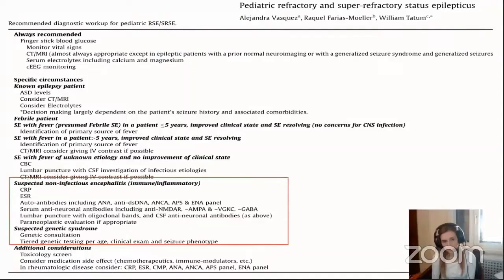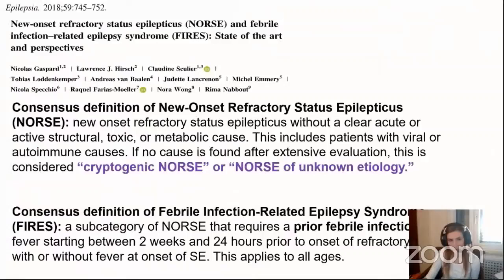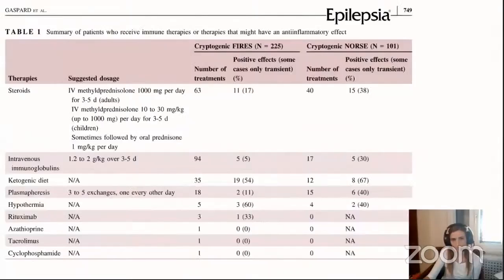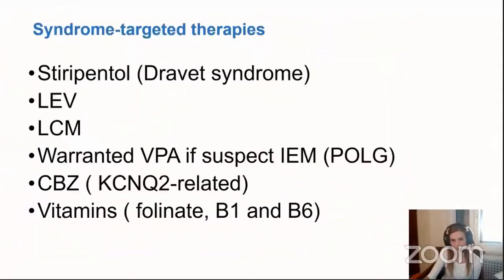This is a very recent review in which autoimmune assessments in serum and CSF need to be performed also to address the treatment. And these are two known immune-inflammatory conditions associated with continuous epileptic activity: NORSE, and FIRES, with suspected infection or toxic or structural or metabolic cause but no identified cause, and with fever starting between 2 weeks and 24 hours prior to onset of refractory seizures. These two have been reported to benefit from immune therapies, including steroids or monoclonal antibodies, immunoglobulins, and plasmapheresis.